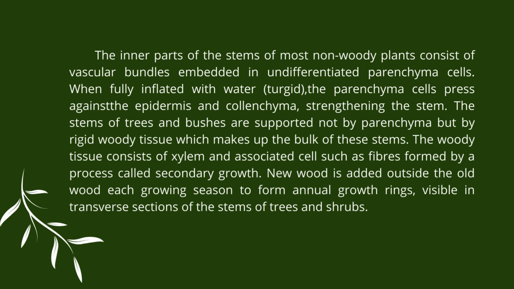The stems of trees and bushes are supported not by parenchyma but by rigid wood tissue, which makes up the bulk of these stems. The woody tissue consists of xylem and associated cells such as fibers, formed by a process called secondary growth. New wood is added outside the old wood each growing season to form annual growth rings, visible in transverse sections of the stems of trees and shrubs.